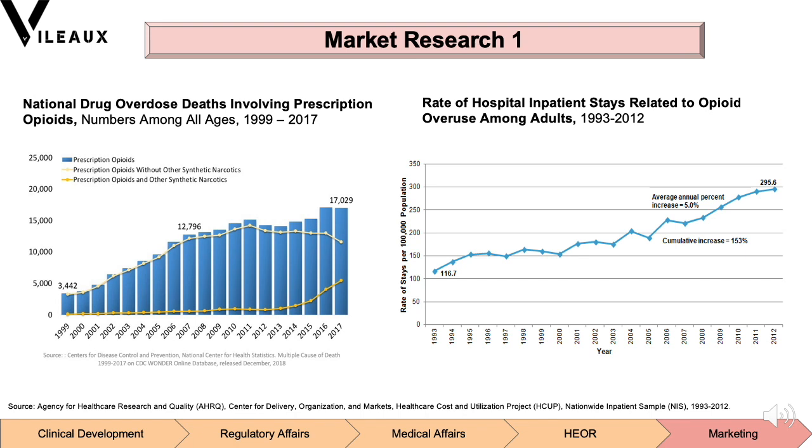Now you look at the orange line. Following it, you see the line showing the prescriptions for opioids and other synthetic narcotics, which is mainly fentanyl, has consistently increased since 2014. Now in the right figure, you can see according to the Agency for Healthcare Research and Quality in 2012, the number of hospitalizations due to opioid overdose had increased consistently over the years.